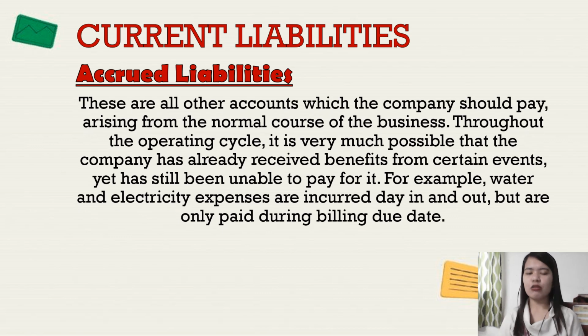Then we have the accrued liability. So, laging ito ang nakakalito sa iba. So, let me read the definition again. These are all other accounts which the company should pay arising from the normal course of the business. Throughout the operating cycle, it is very much possible that the company has already received benefits from certain events, yet has still been unable to pay for it.